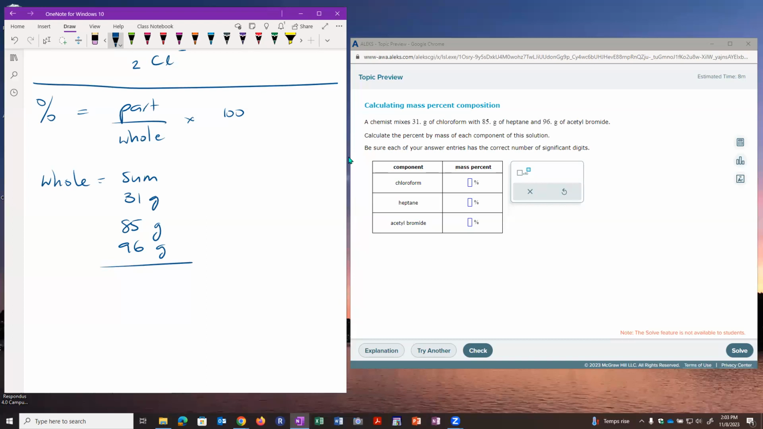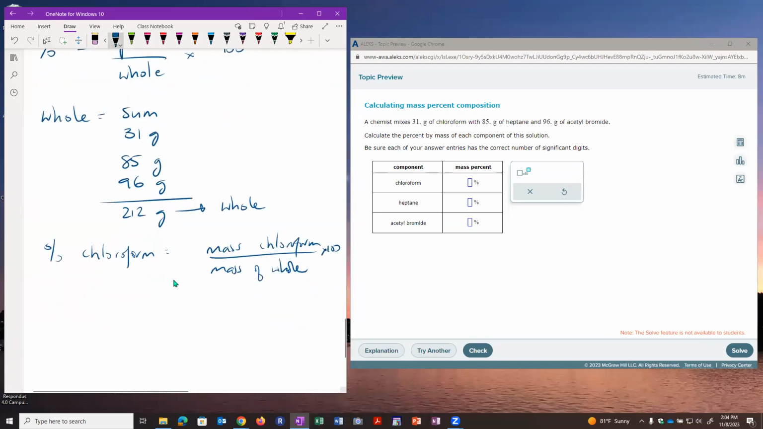Try that again, 31 plus 85 plus 96. So that is going to give me 212 grams. Okay, that's the whole. And then the part now is for each of these. So the percent chloroform is simply the mass of the chloroform over the mass of the whole thing, the mixture. And then as a percentage, we just times it by 100.